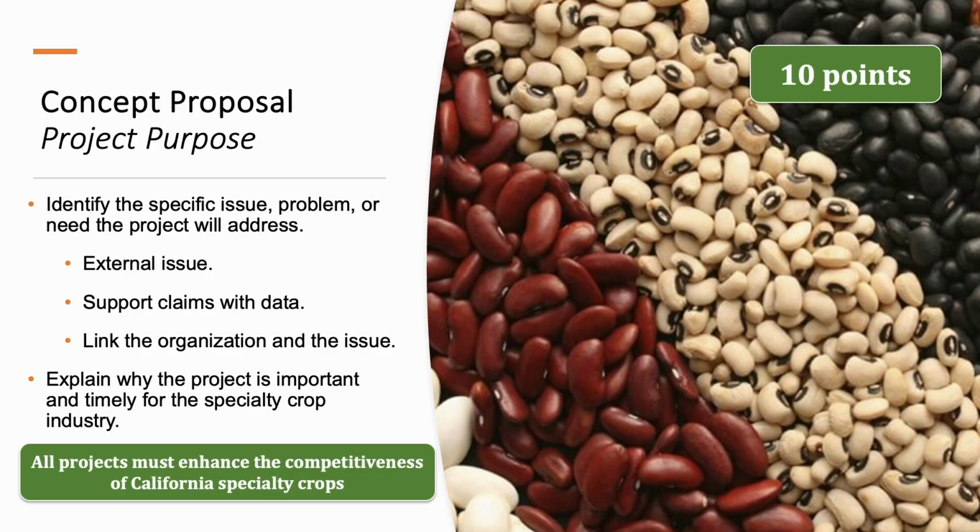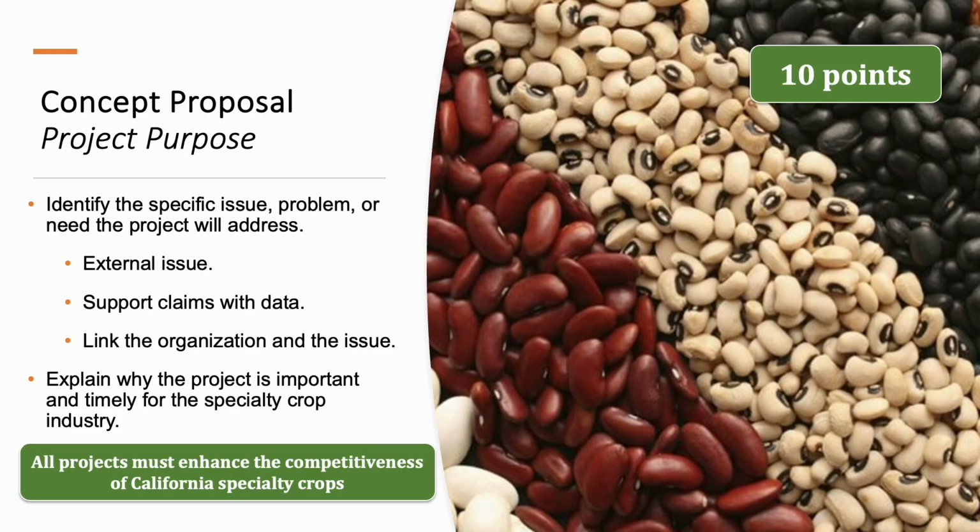The project purpose is where you will describe how your project addresses the question, is the project a priority for the specialty crop industry? There will be 2 text boxes provided for this question. In the first text box, thoroughly explain the issue, problem, or need of the specialty crop industry that your project will address. Be sure to discuss this in relation to the funding category and the program priority you have identified.